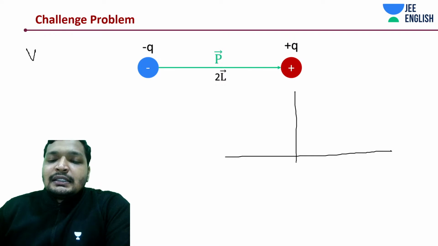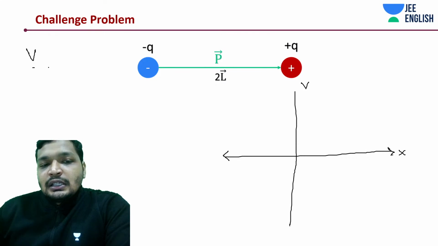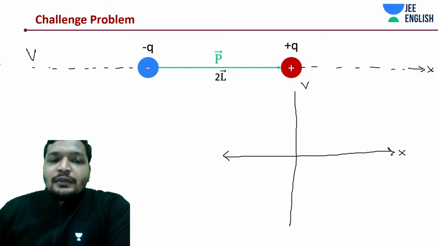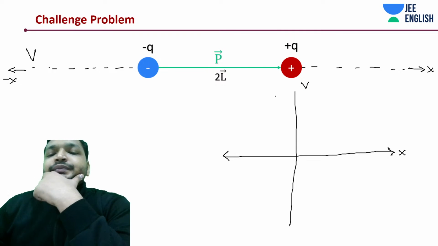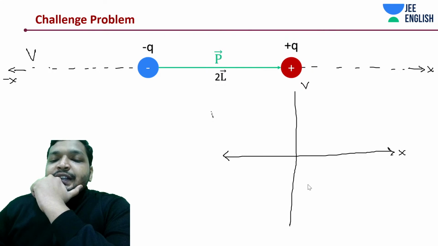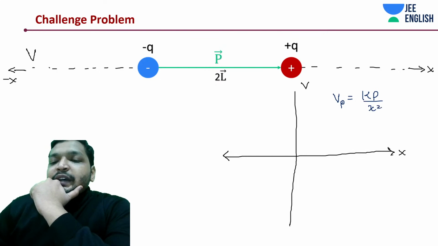This is what your axis is. This is your potential. This is your X. X on what? X on your dipole axis. This is your X. Okay. This is of course going to be a minus X. Now let's do a thing. Let's draw the graph. I think this is going to be very interesting if you notice it. So on this side, what was the equation? Equation was, due to dipole, it was K into P divided by X square.